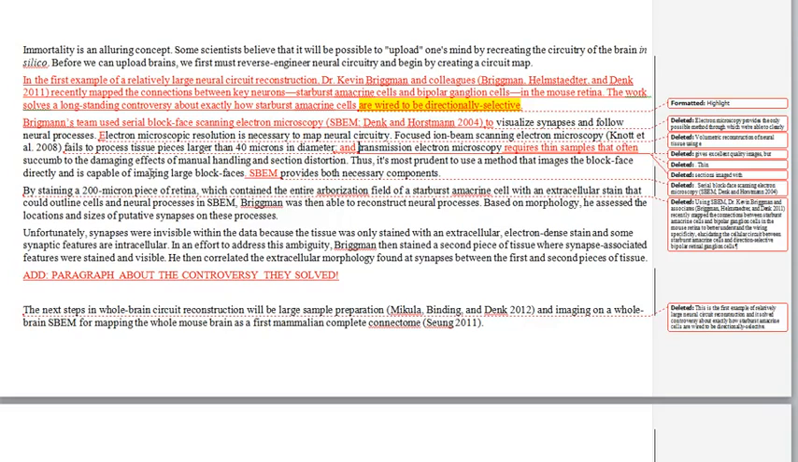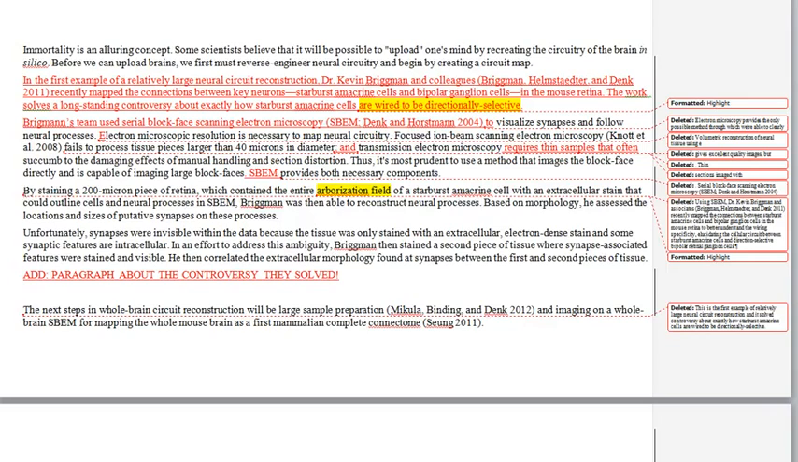So it says, by staining a 200 micron piece of retina, which contained the entire arborization field, that's a little jargony right there. I think that has to do with the branching of neurons. I'm going to highlight that and in the revision encourage the author to see if they can come up with a simpler way to say that. I know that's a technical term in the field, but remember you're writing for the whole class. So that has something to do with branching of neurons. Maybe there's an easier way to say that. I'm also going to make a few edits to this sentence. So of a starburst cell with an extracellular stain that could outline cells and neural processes in SBEM.